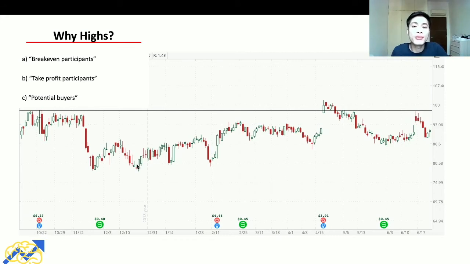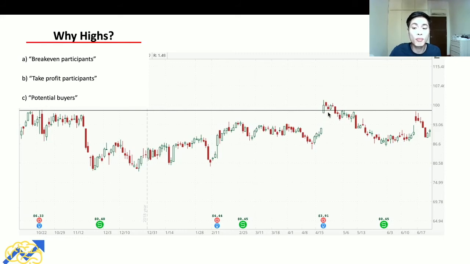The second reason why previous highs tend to become resistance levels is because of the take-profit participants. Say the take-profit participants bought their stock at around this level over here. And after they bought, prices continue to rise for a while. And finally, it reached back to the previous high level over here. What these take-profit participants would do is they will tend to look on the left side of the chart to see where the previous high levels are. So the previous high levels were around this area over here.